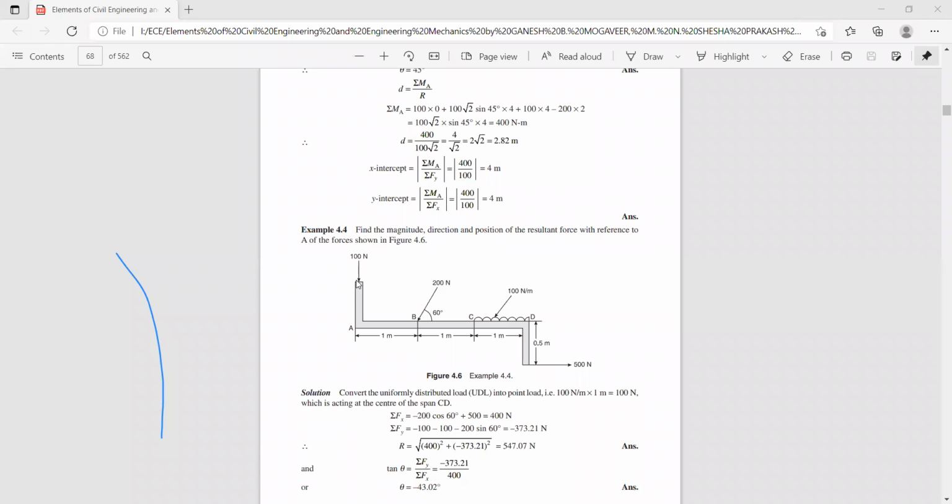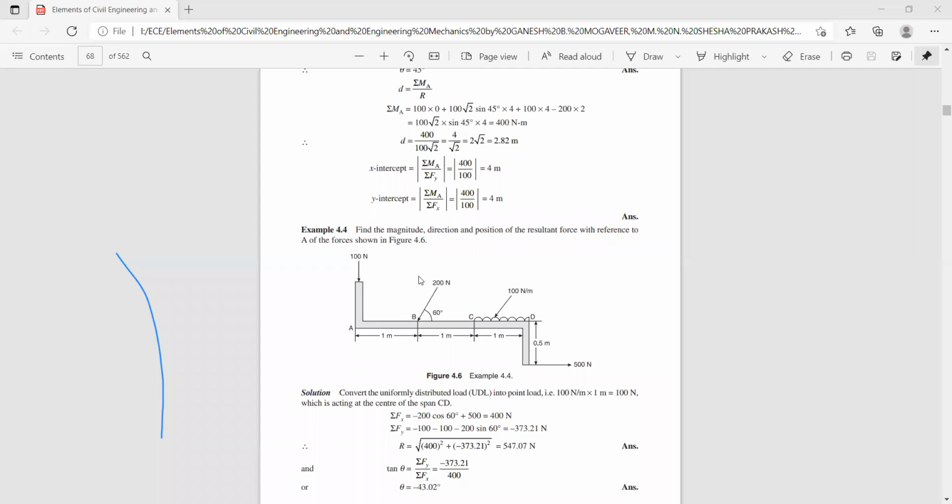So for this 100 Newton force, since it is acting along point A, the perpendicular distance is 0. That is, it is 100 into 0, or else you can just neglect this. And the horizontal component of this 200 Newton force is minus 200 cos 60. It is also the perpendicular distance is 0. So hence you can neglect it, or minus 200 cos 60 into 0.